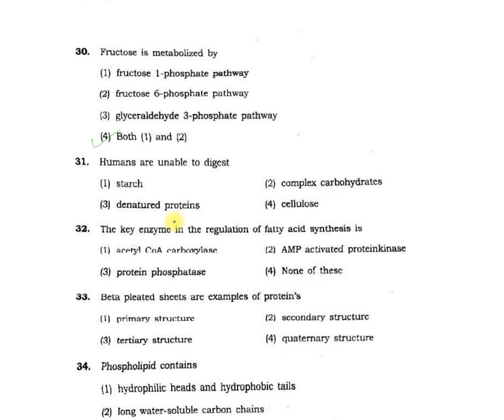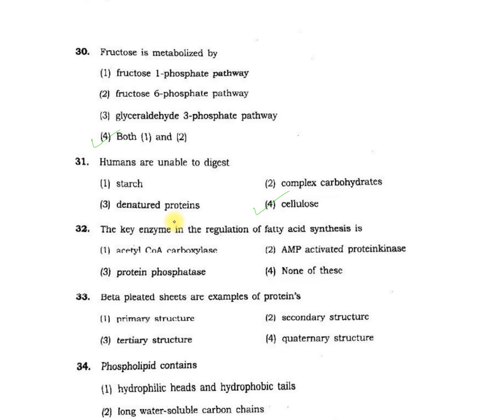Question number 31. Humans are unable to digest. The option 1 is starch. Option 2, complex carbohydrates. Option 3, denatured proteins. The option 4 is cellulose. So obviously, this was the correct answer, the cellulose.